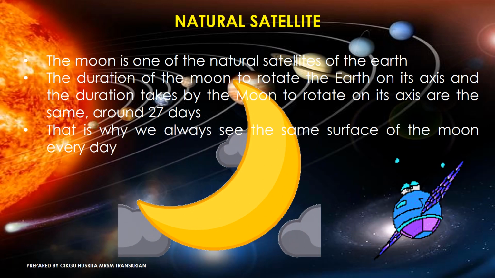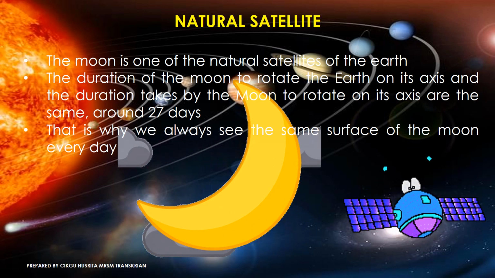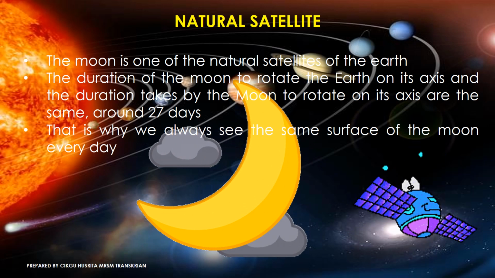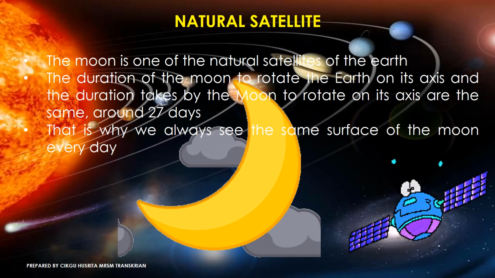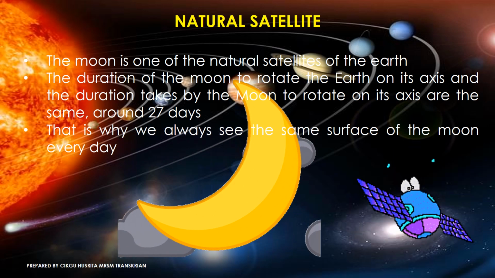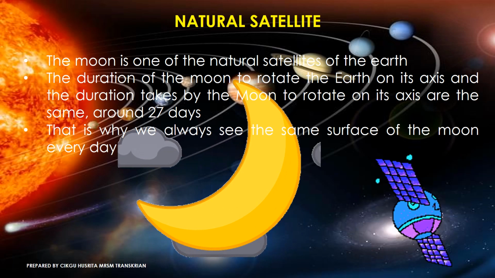Okay, the duration of the moon to rotate around the Earth and the duration taken by the moon to rotate on its axis are the same, around 27 days. That is why we always see the same surface of the moon every day. So the moon takes 27 days to rotate around the Earth.